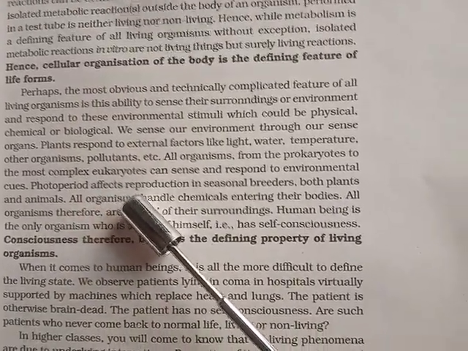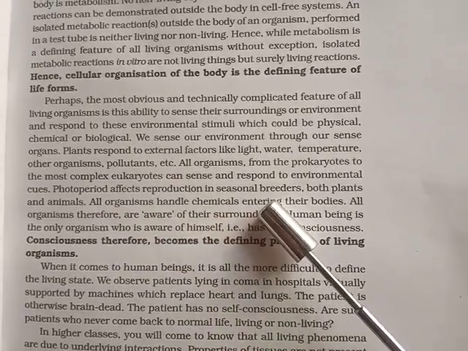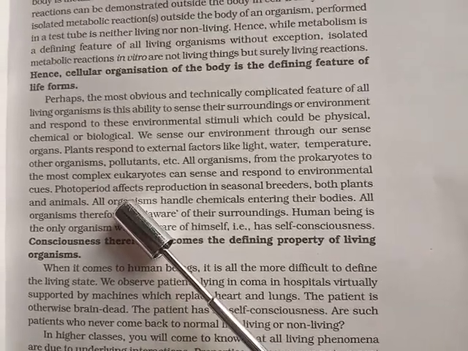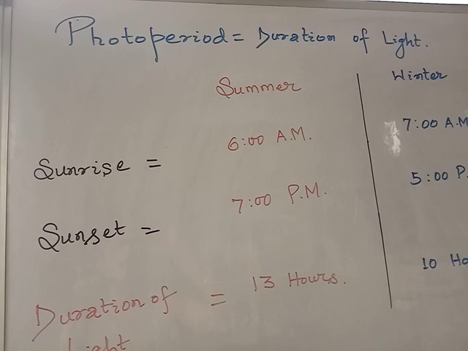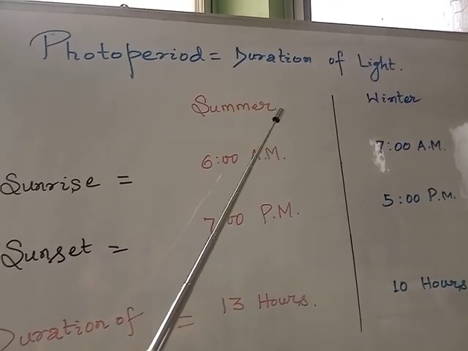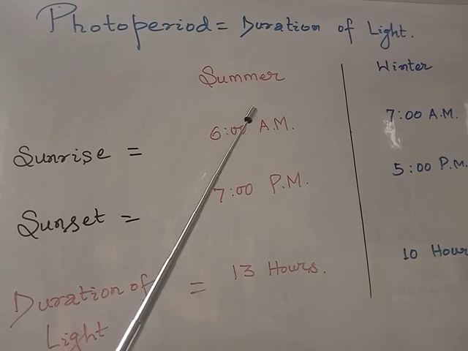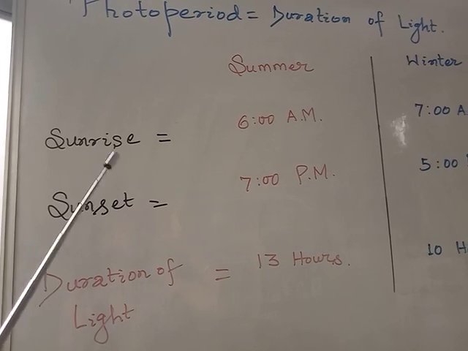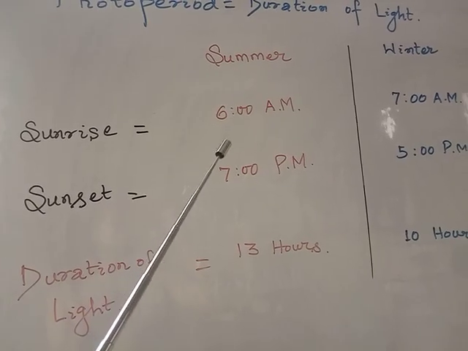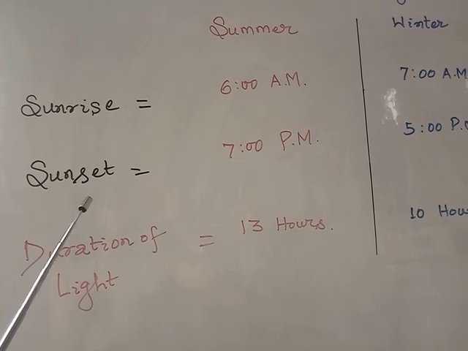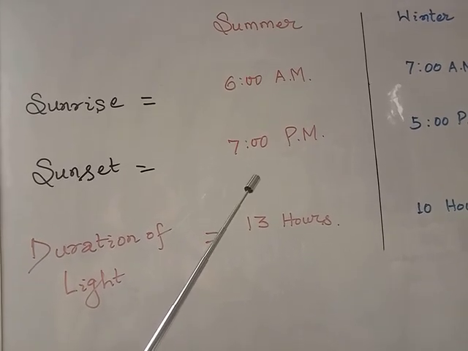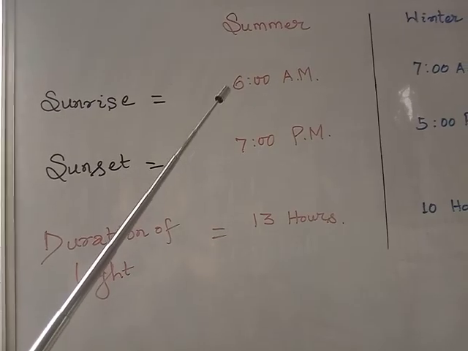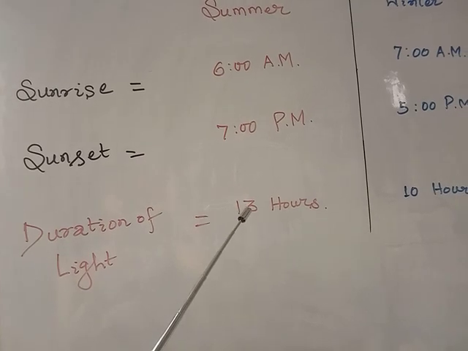Photoperiod affects reproduction in seasonal breeders, both plants and animals. So, what is photoperiod? Let us understand. Photoperiod means the duration of light which is available to the living being. For example, in the summer season, the sun rises at around 6 o'clock in the early morning and sets around 7 o'clock in the evening. So what is the duration of light available to life forms? We can calculate, it may be around 13 hours.